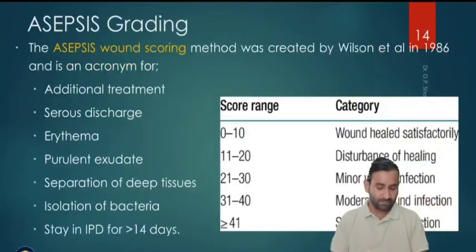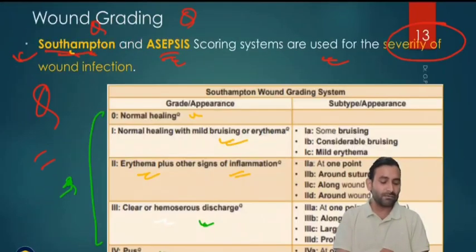And the asepsis system, they use criteria like the additional treatment, serous discharge, erythema, purulent exudates, separation of the deeper tissues, isolation of bacteria, stay in the hospital for more than 14 days, right? So these are the criteria used in the asepsis grading system. These are not important, just remember the title. Asepsis grading and Southampton grading are used for wound severity grading. So please remember only the titles, right?